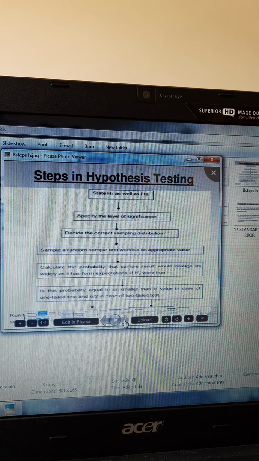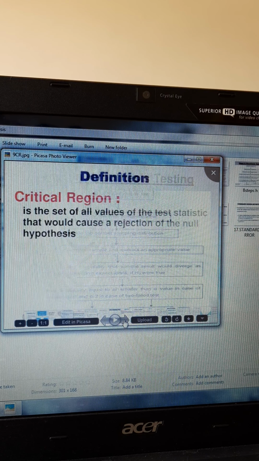Okay, those are the steps in hypothesis testing. Again I repeat, in business research you do not have to solve problems. You just have to know the theoretical aspects and application aspects, when it is used. Those things you need to know.